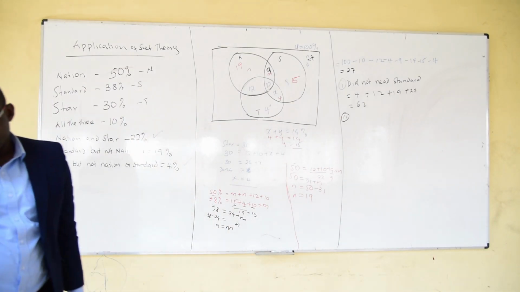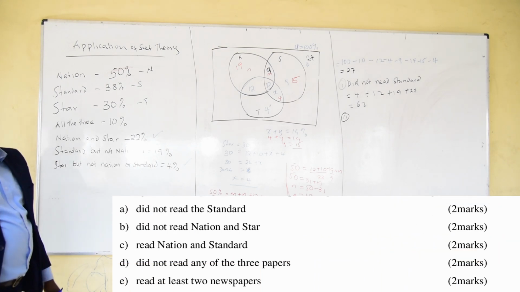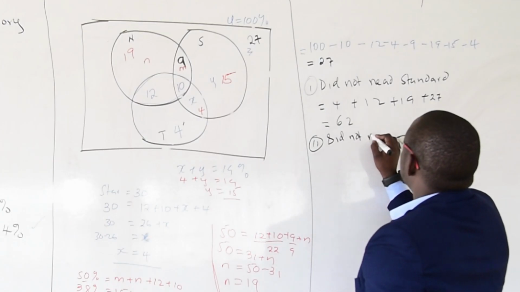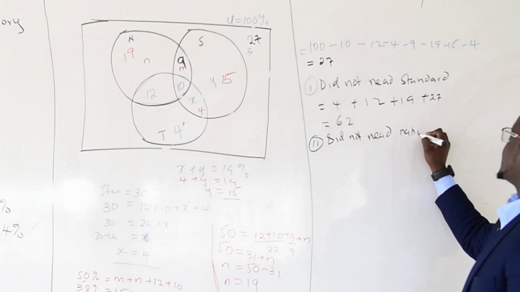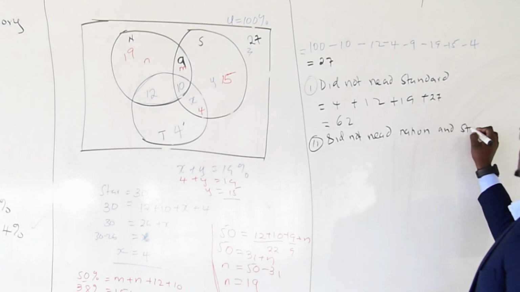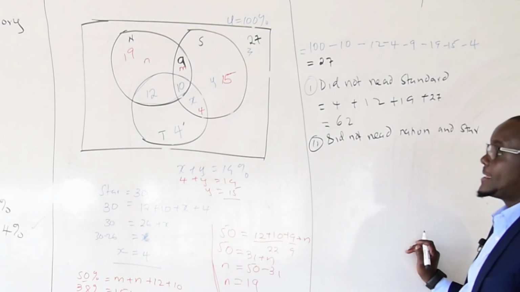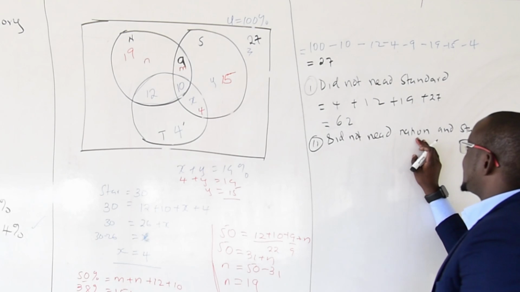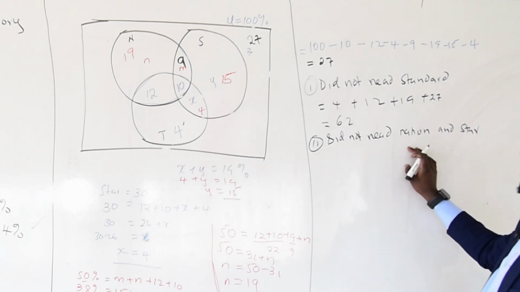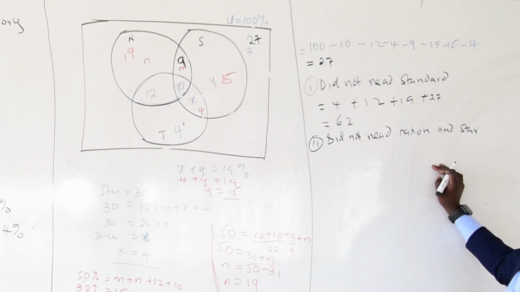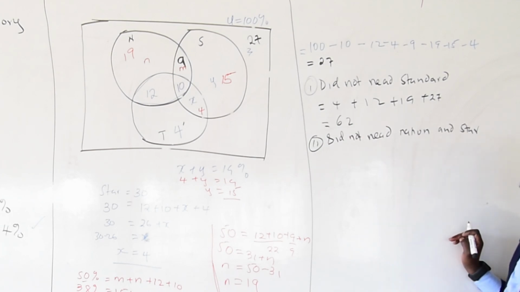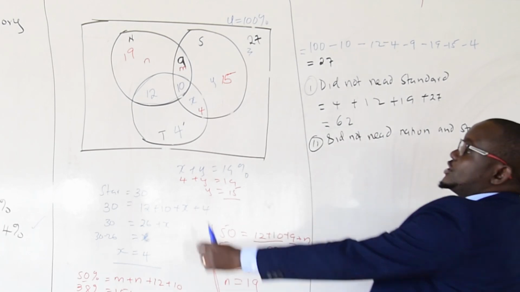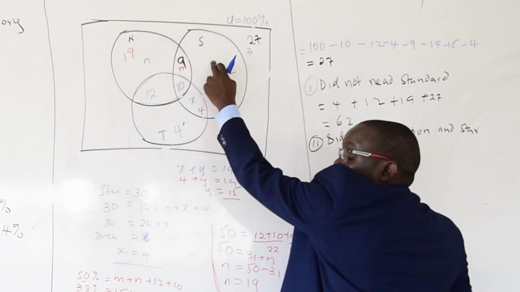The second question was asking those that did not read nation and star. So those that never read nation and star, they are here. This is the circle for those that did not read nation and star. So they never read any of these. So that means here we are looking at those that never read. We know the nation is here. We know star is here.